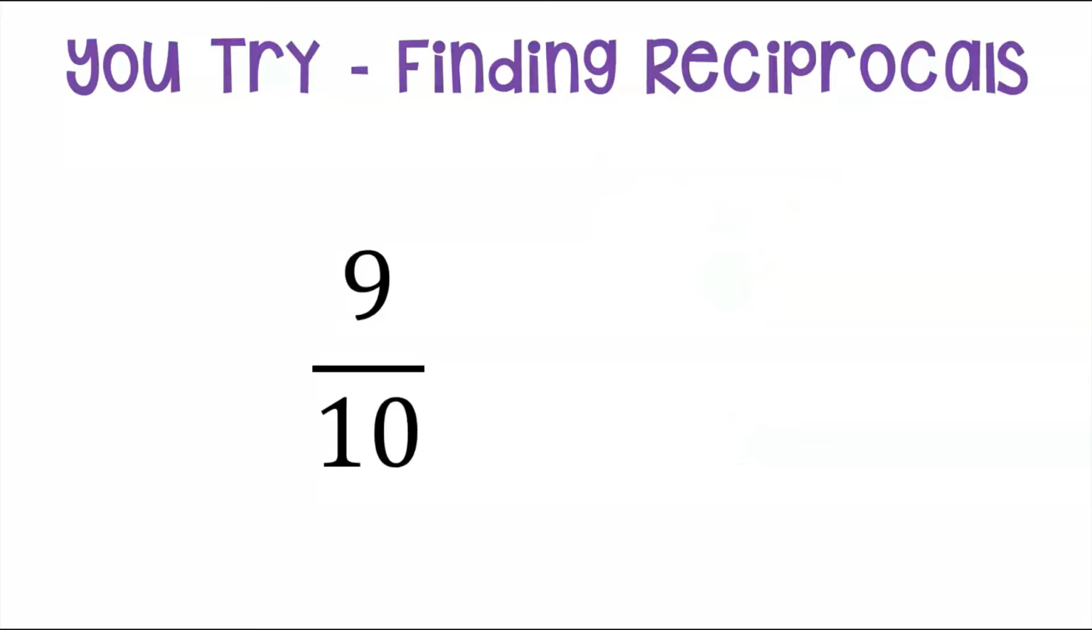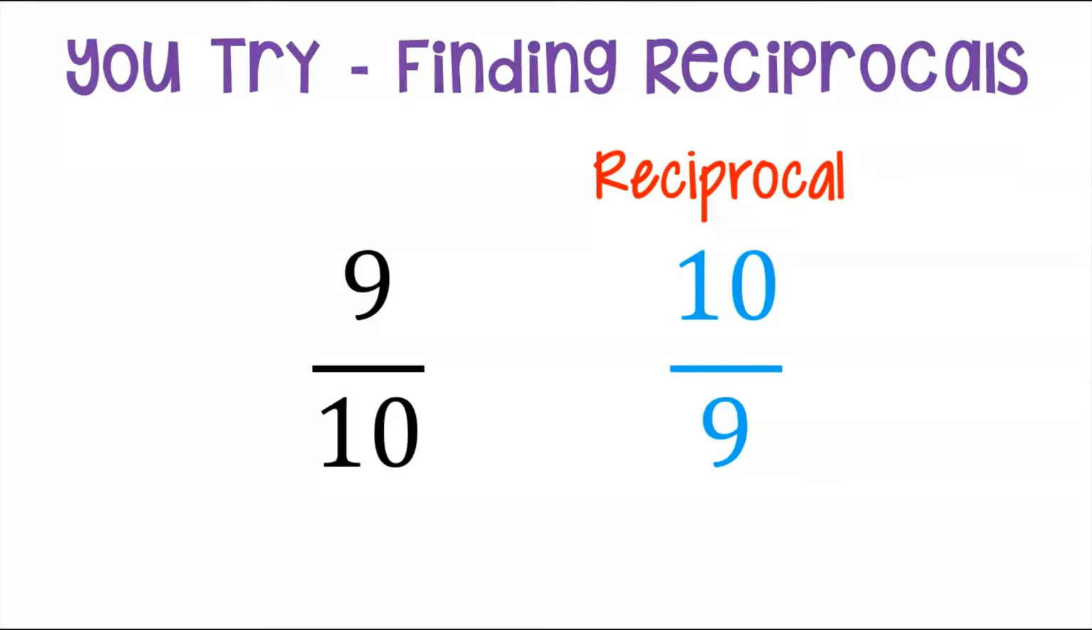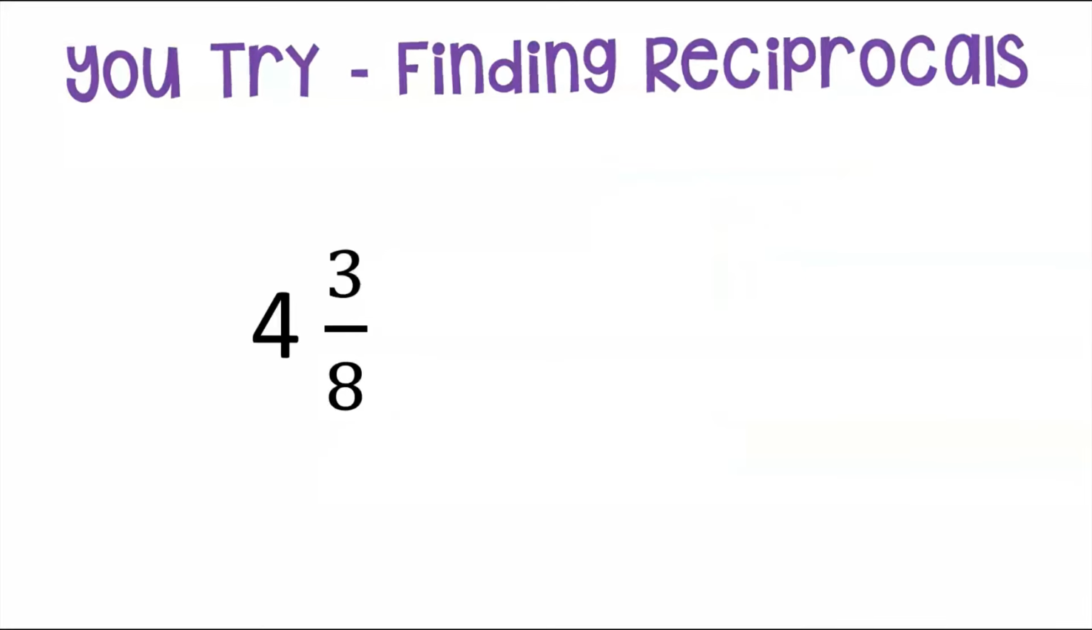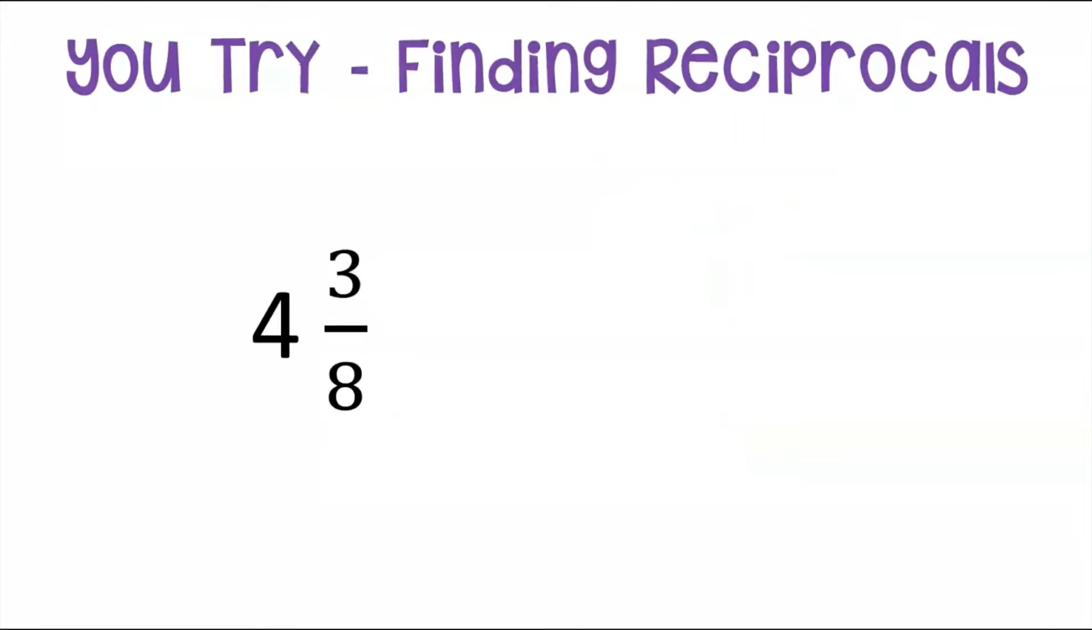In this case, we're trying to find the reciprocal of 9/10. Its reciprocal is 10/9. In this you-try problem, we have a mixed number. So before we can actually find a reciprocal, we need to change it into an improper fraction.